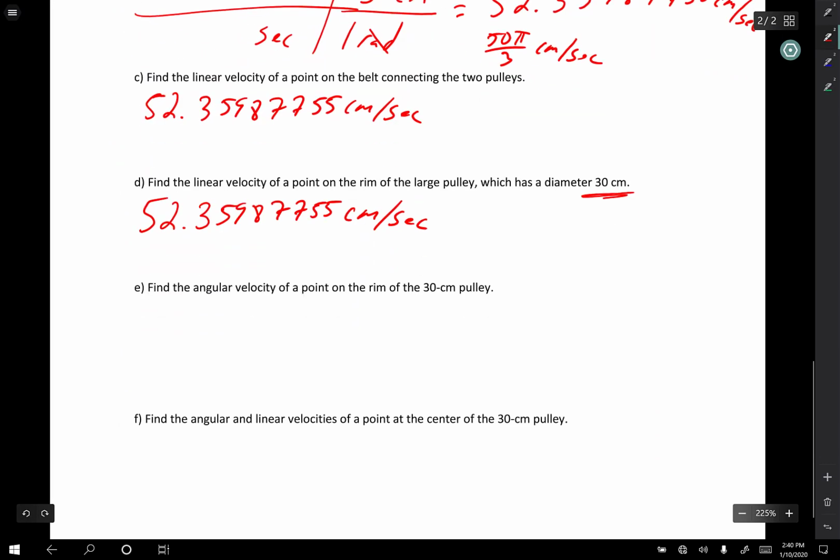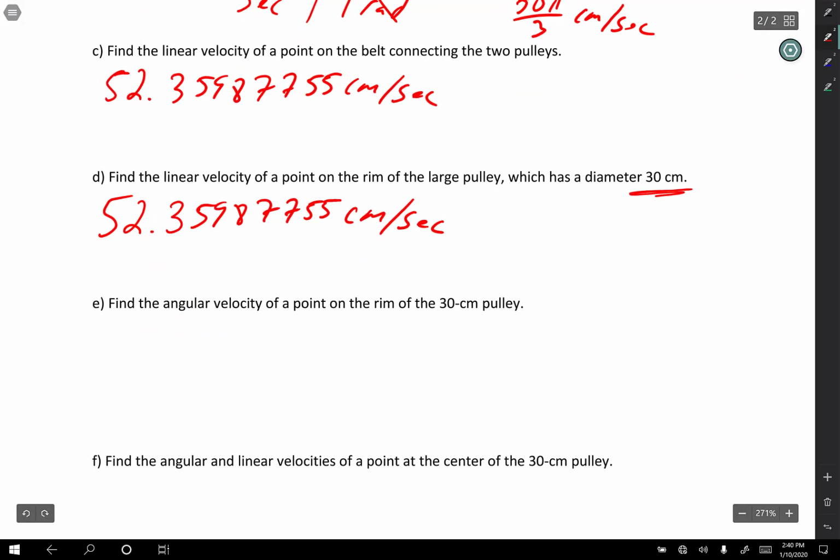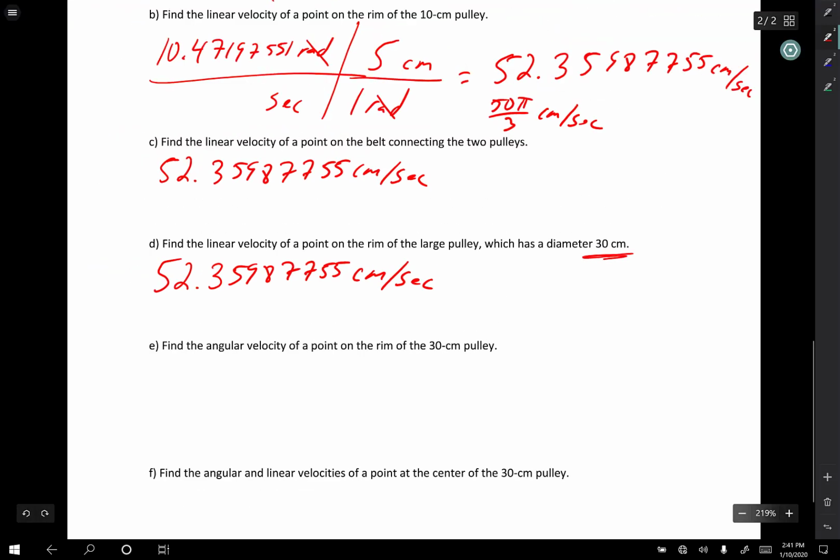All right, here we go. Letter E. Find the angular velocity of a point on the rim of the 30 centimeter pulley. There's 2 ways to do this. So far, everyone, well, I guess I'll let you guys vote. Do you guys want me to do this by converting the centimeters per second to angular velocity, or do you guys want me to do a scale factor? Okay, let's do the centimeters per second into angular velocity, because you guys are asking, what's scale factor?